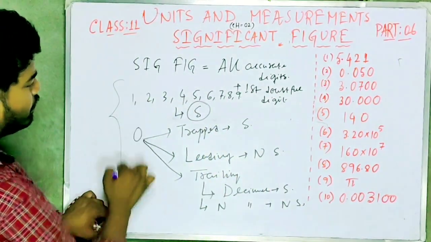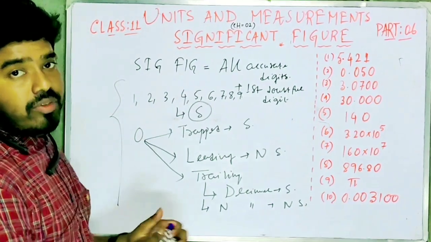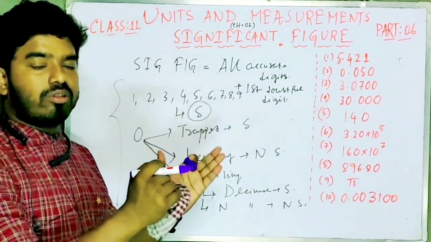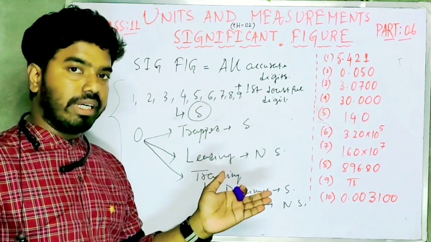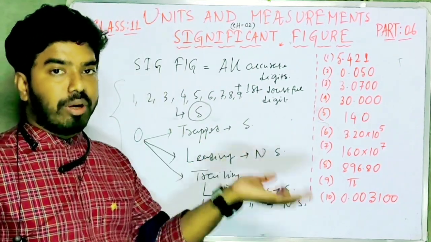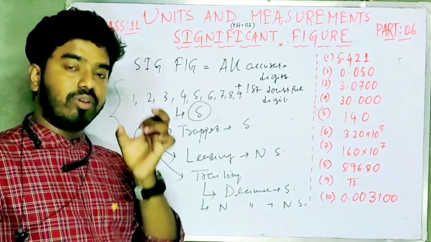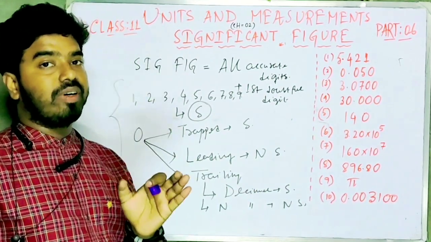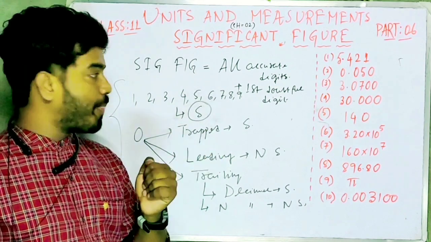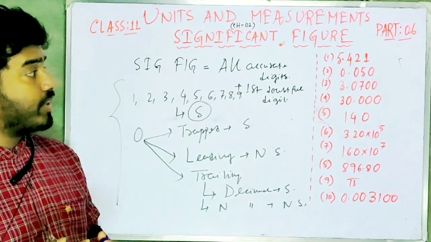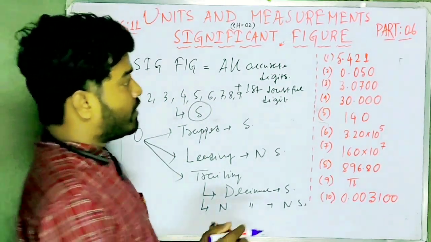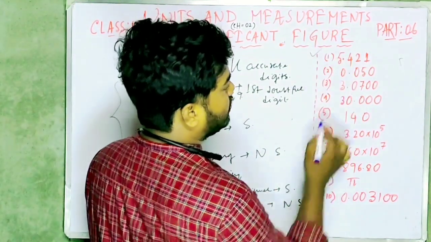This is all about the rules of significant figure. And there is also power of 10, not significant. For changing units, there is no need to change the significant figure. And for a constant value, for a fixed value, the number of significant figures is infinite. Okay. Now let's take some examples. For the first case, check it.